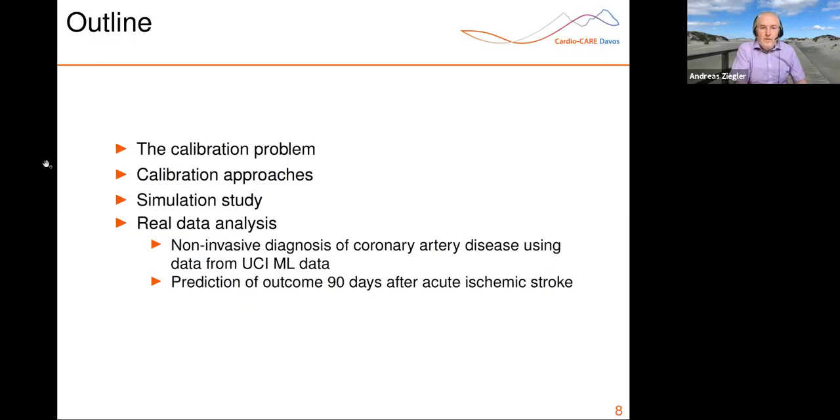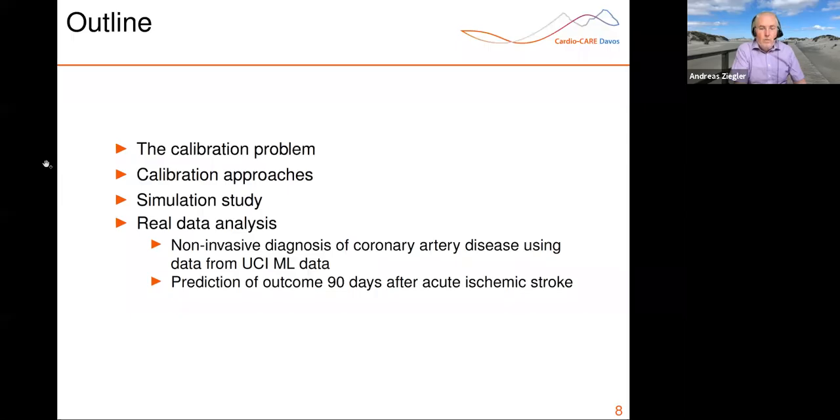And the second example is from Germany. It's from the German stroke study calibration. And there we want to predict outcome 90 days after an acute ischemic stroke. And here we want to obtain two models. One is for complete restitution, which is functional independence after 90 days. This basically means that a patient can walk by himself, can feed himself, can brush teeth independently, and so on. So it's something about activities of daily living that are measured there.